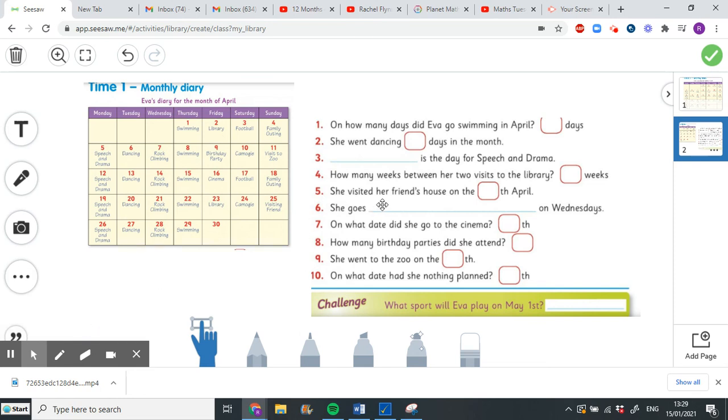She visited her friend's house on the something of April. So where did she visit her friend? What day was it? What date was it? She goes something on Wednesday. So what does she do on Wednesdays? On what date did she go to the cinema? Look for the word cinema. How many birthday parties did she attend? Look for the word birthday parties. What date? So she went to the zoo on what date was that? And what date had she nothing planned? So a day off. And a challenge at the end.